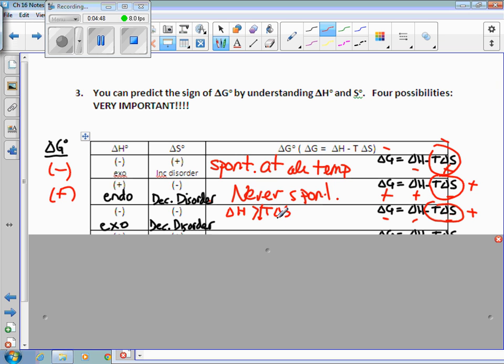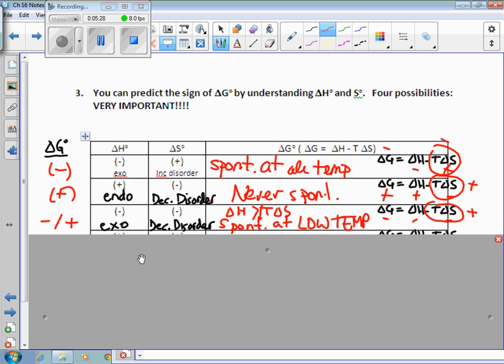If the temperature is low, then a small number times this bad delta S is not going to contribute that much. Delta H will outweigh it. Delta H will be more significant, the good part. So this can be spontaneous. Delta G can be negative, but only at low temperature. You're going to see in a minute that we can actually calculate those actual temperatures. So delta G could be negative or positive depending on the temperature. Low temperature is going to favor delta G being negative.